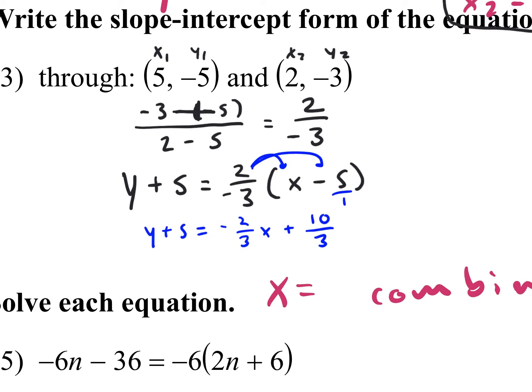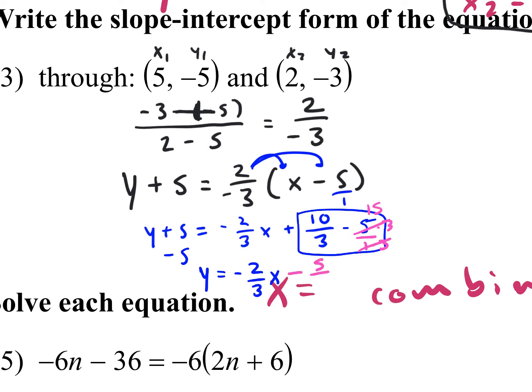Then the last step is to move the 5 over, so I'm going to subtract 5 on both sides. So I have y is equal to negative 2 over 3x. I have to combine these two together. So what do I need when I add fractions? Common denominator. So I'm going to make this 5 over 1, multiply the top and the bottom by 3. So this is now 15 over 3. So this becomes negative 5 over 3. And that would be my equation.